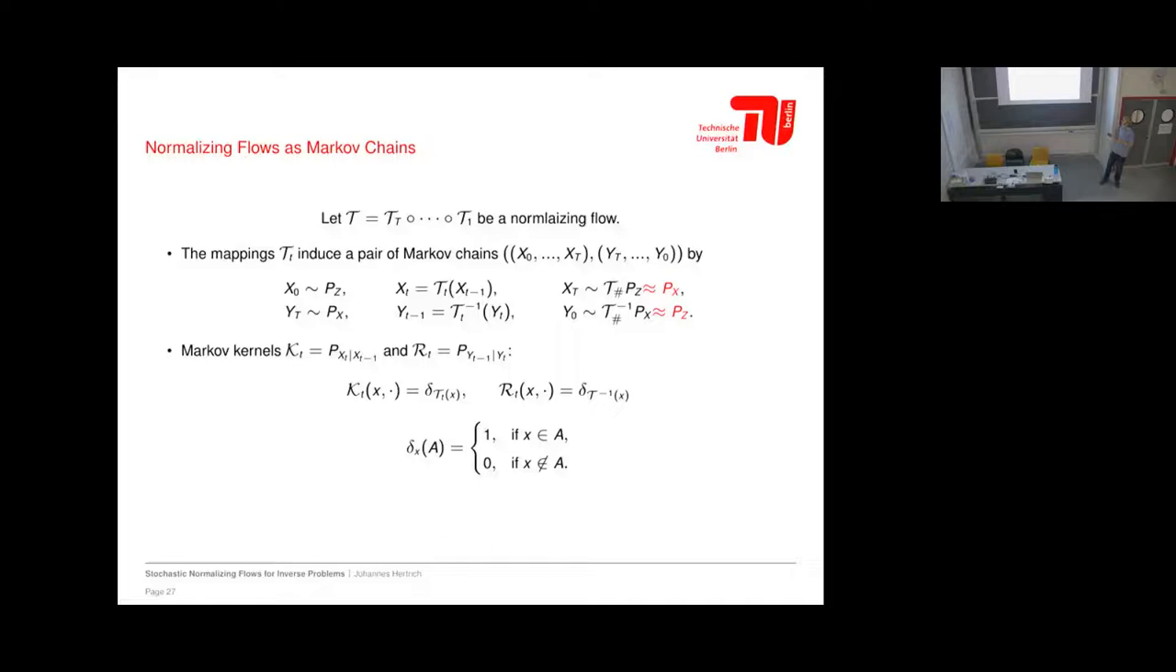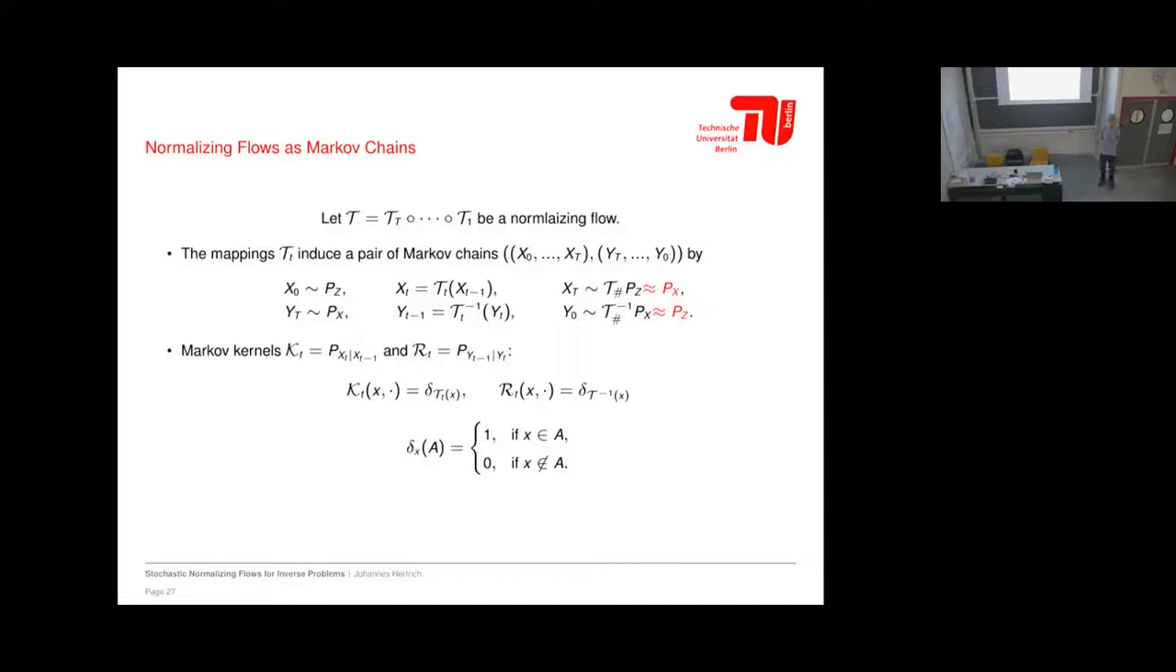And in this case, these Markov kernels, these transition rules, look very simple. I mean, the transitions are even deterministic. So the Markov kernels which apply here are Dirac measures, which are one if we are in the correct point and zero otherwise.